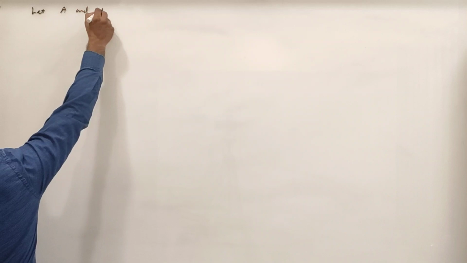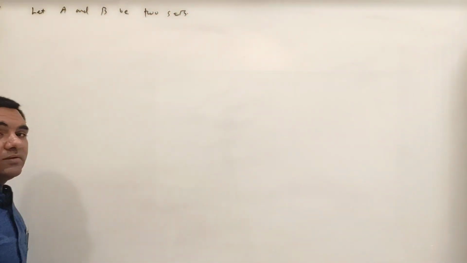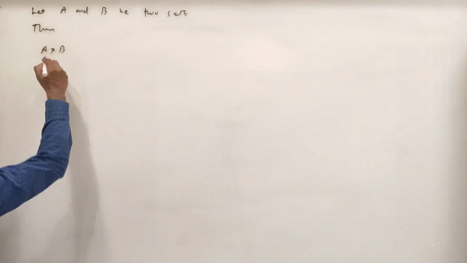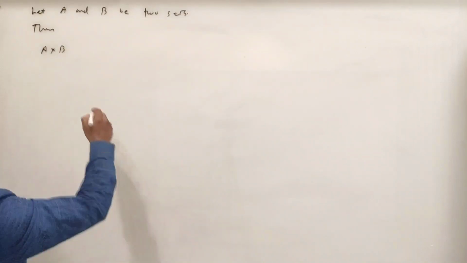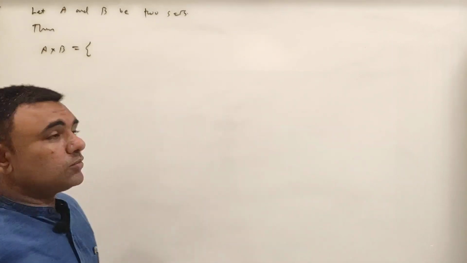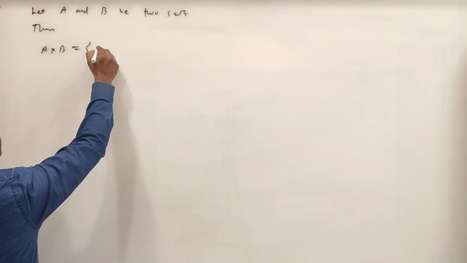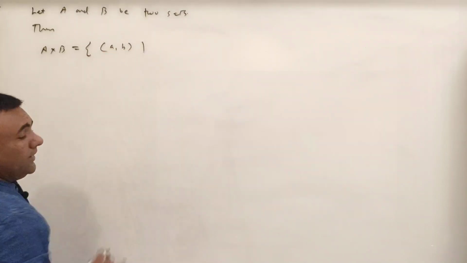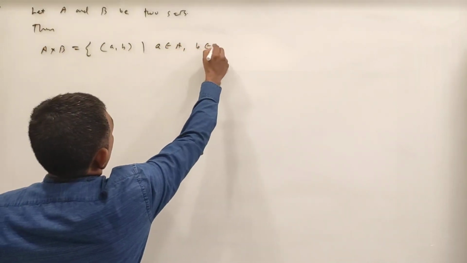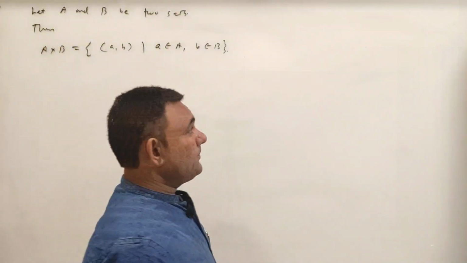Let A and B be 2 sets. Then A cross B. I can assume that you know A cross B. A cross B is the Cartesian product of two sets A and B, and it is defined as the collection of ordered pairs (a, b) where a belongs to A and b belongs to B. So this is just the definition of Cartesian product.